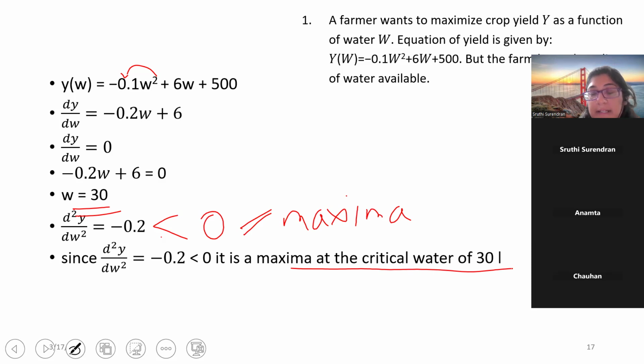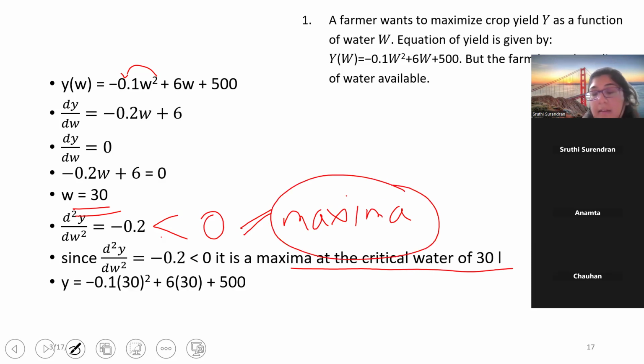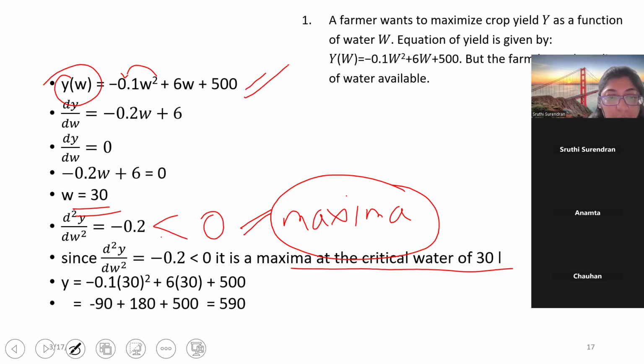So we found this critical value is 30. And we know that at the water supply of 30 liters, we are going to get a maximum for this function. So that is what we want. We want to maximize the yield. So we will substitute this 30 in this equation over here, and when you solve this equation, you will get 590 as the answer.